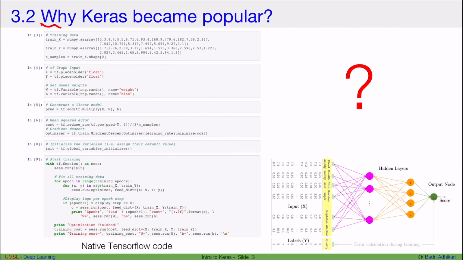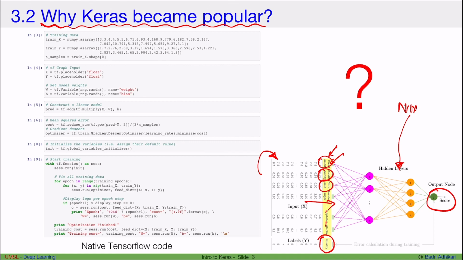Now the question is why Keras became so popular. Let's look at an example. Say, for example, I have a data set. Now I have rotated this by 90 degrees, but let's say these are my input columns. So first input column, second input column, third, and so on. And here's my output. And I want to design a neural network that can predict a score based on these inputs, so I can predict this quality accurately.